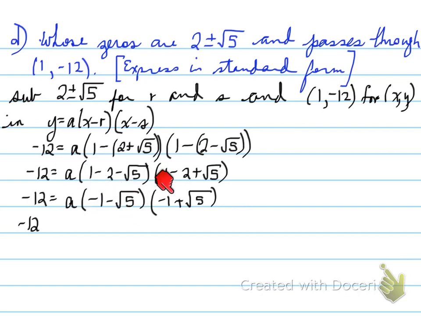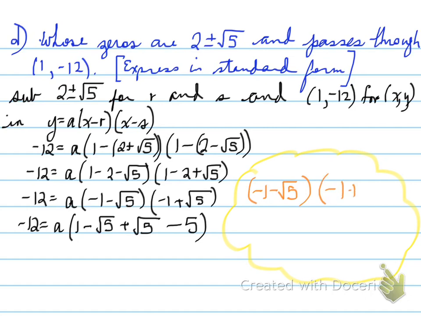When we expand this, use FOIL, and you will see a magic number appear. -1 times -1 is +1. -1 times plus root 5 is going to be negative root 5. Negative root 5 times -1 is going to be plus root 5. And negative root 5 times positive root 5 is going to be negative root 25, which is just -5. But what you should see is magically these roots disappear. So you will end up with 1 minus 5.